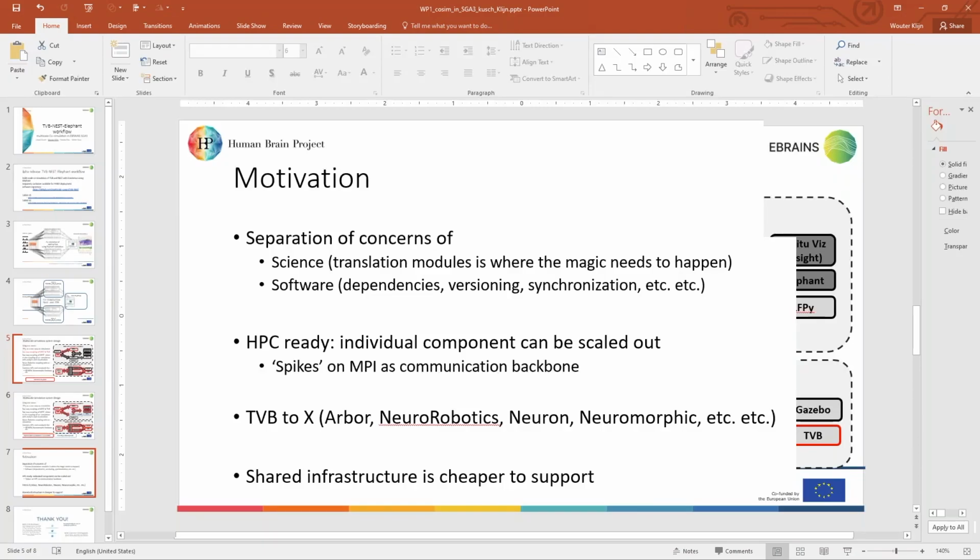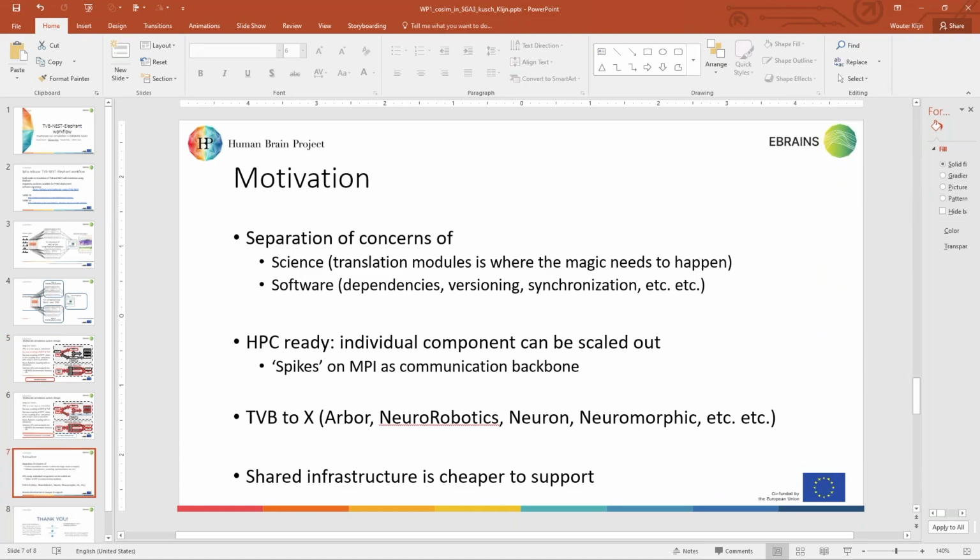We do this because we want to have a very strict separation of concerns of science and software. Why the science? Because these translation modules are where all the magic needs to happen. We do not know how to translate from NEST to TVB or the other way around. And a lot of this is the challenge of our group, that we now need to find out how to do this translation between these scales. And by isolating this in a dedicated application, you can scale this. You can make an interface so that it is very usable for the end user.